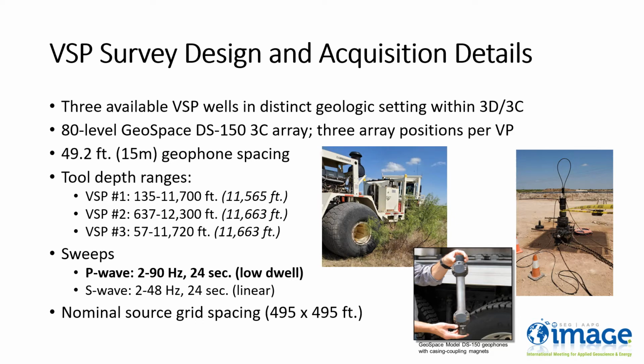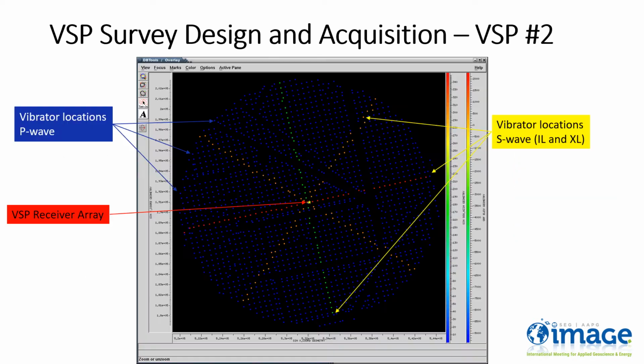One key thing to point out here is that the same P-wave sources and sweep parameters were used for both the VSP and the surface seismic program. This allows for a detailed analysis of the far-field source wavelet at various depths. I'll talk more on this a little bit later.